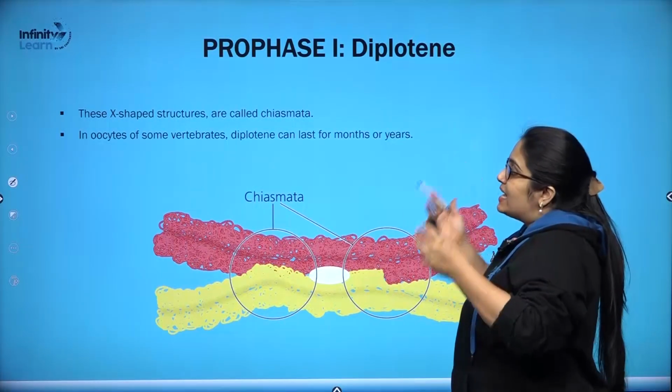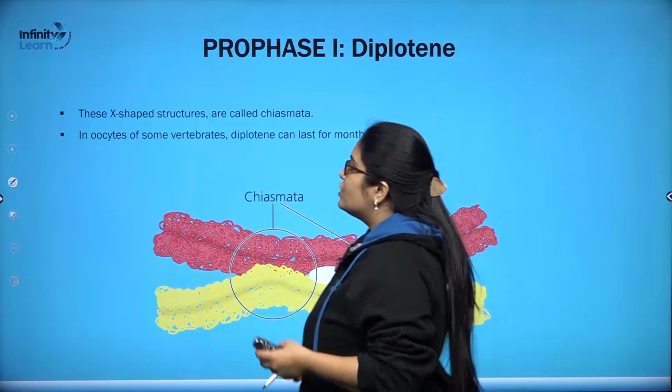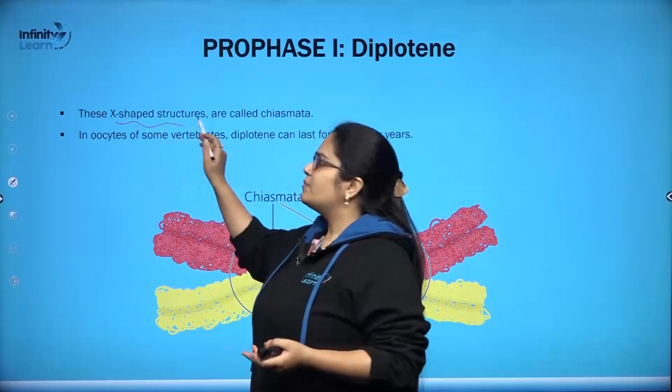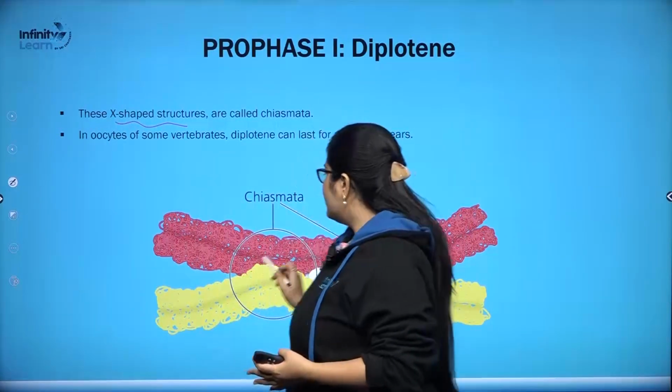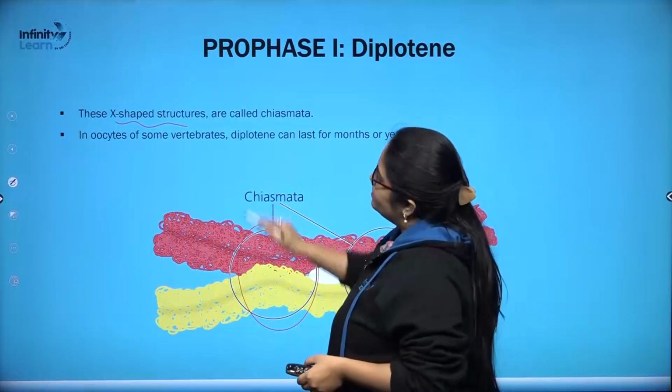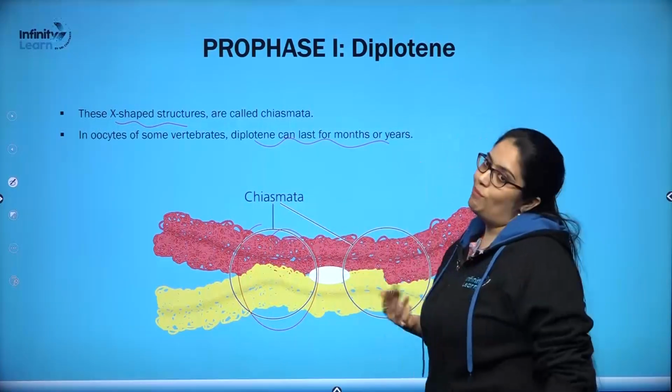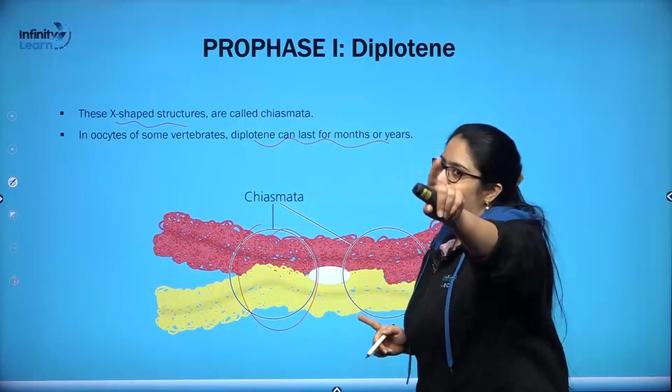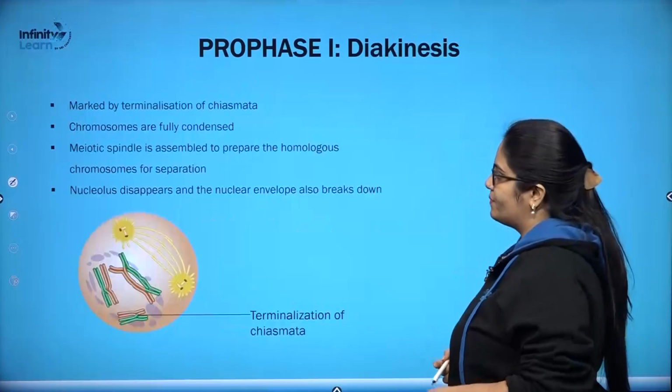Now these chiasmata, my dear students, I already explained to you, are X-shaped structures. This is how the chiasmata look. In the oocytes of some vertebrates, diplotene can last for months or years. This is an important fact given in NCERT, so we have got to remember it.